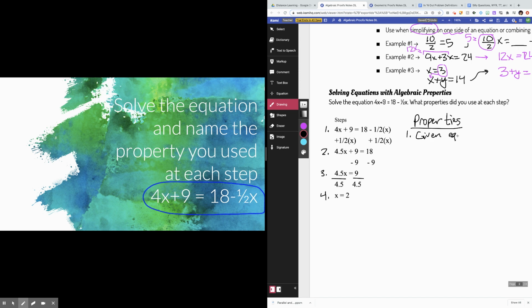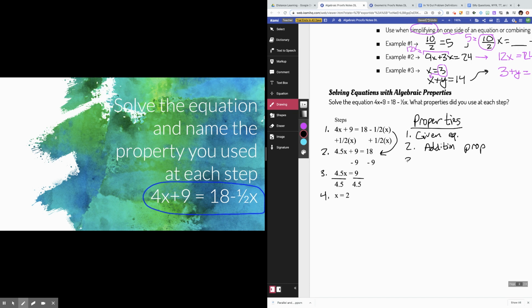It was my given equation, right? So then here, to get to step 2, I added 1/2 x to both sides, so that's the addition property. So in order to go from here to here, I used the addition property.